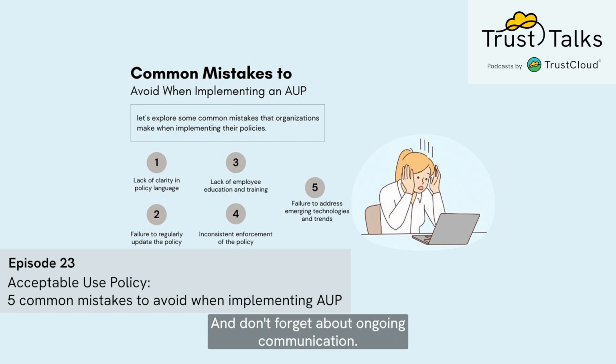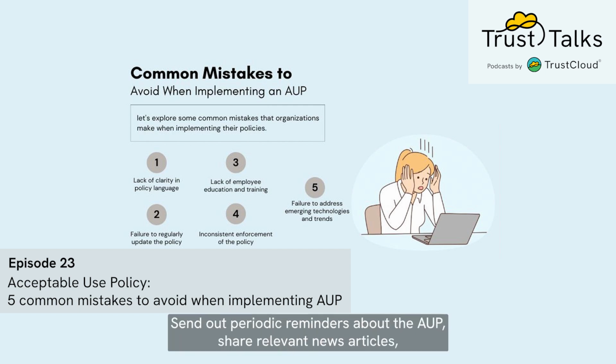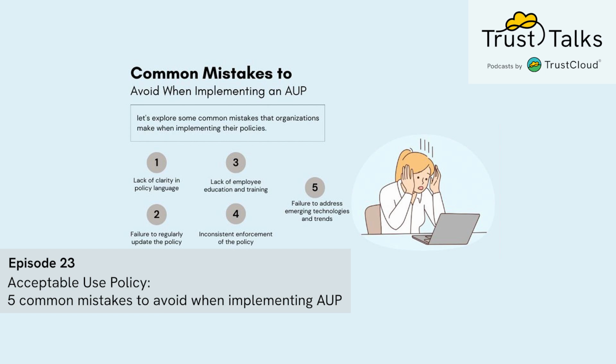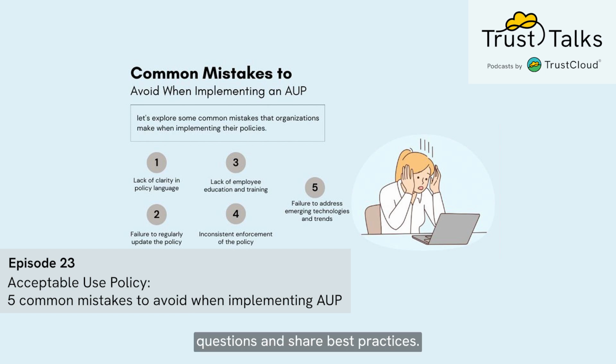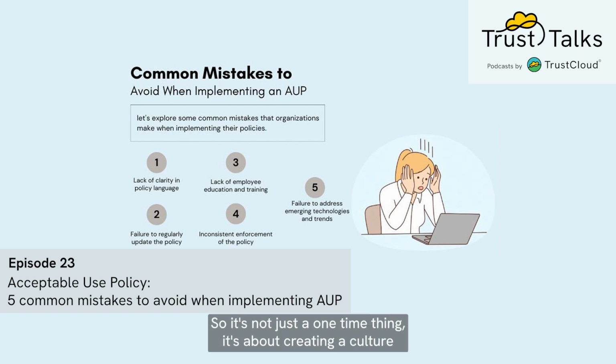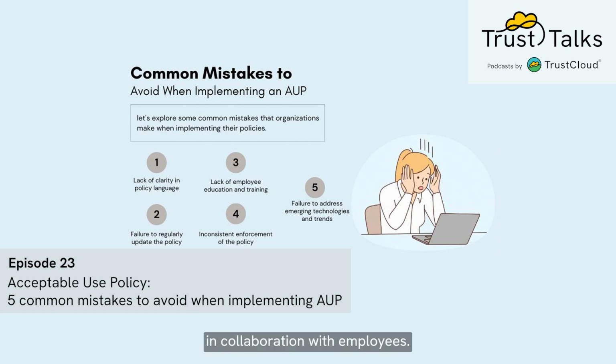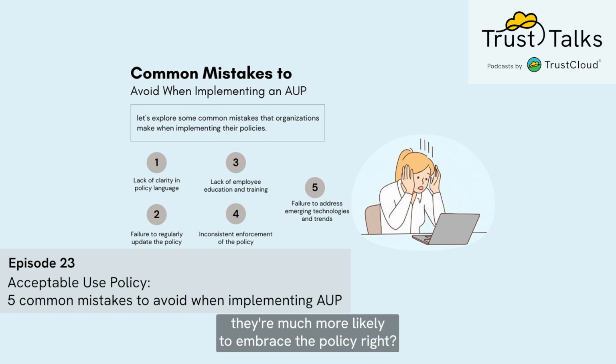Exactly. And don't forget about ongoing communication. Send out periodic reminders about the AUP, share relevant news articles, maybe create a dedicated intranet page where employees can ask questions and share best practices. So it's not just a one-time thing, it's about creating a culture of cybersecurity awareness, right? Exactly. And the most effective AUPs are actually developed in collaboration with employees. So when people feel like they have a voice in the process, they're much more likely to embrace the policy. Right. It's about ownership, shared responsibility.